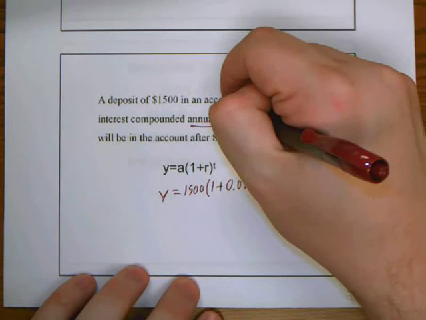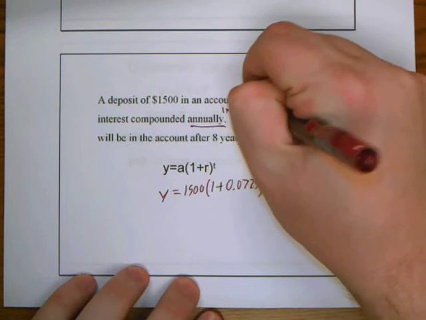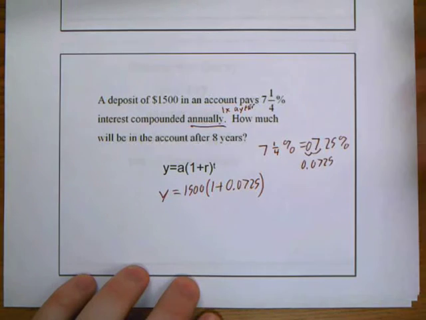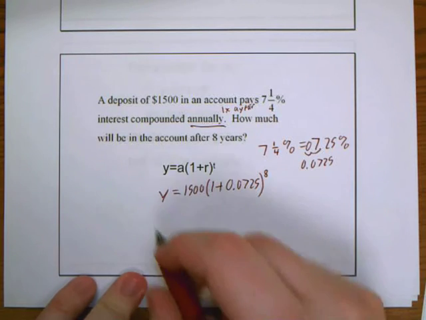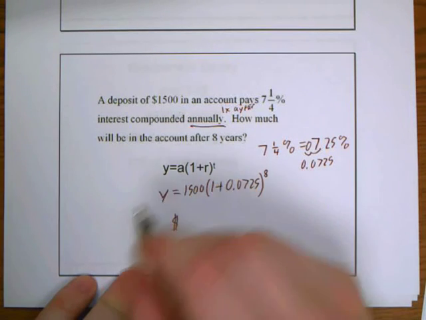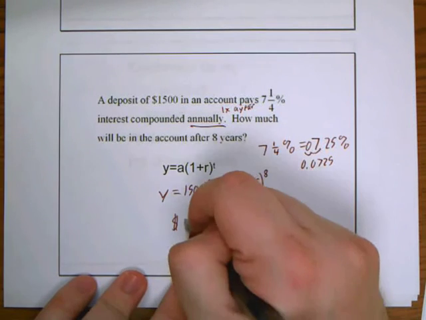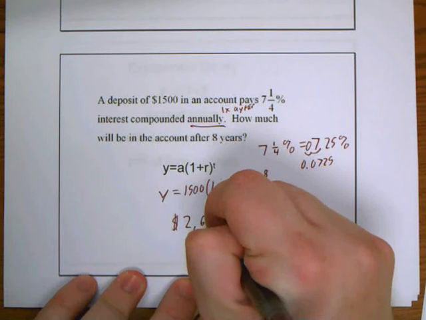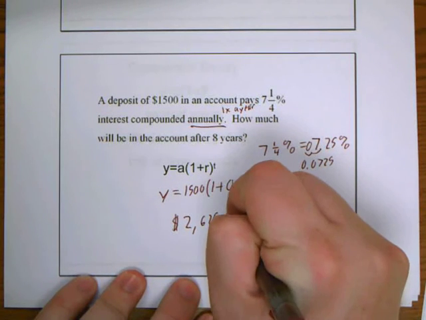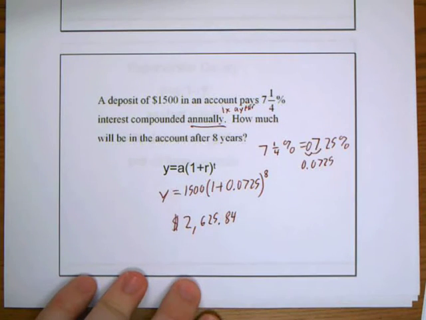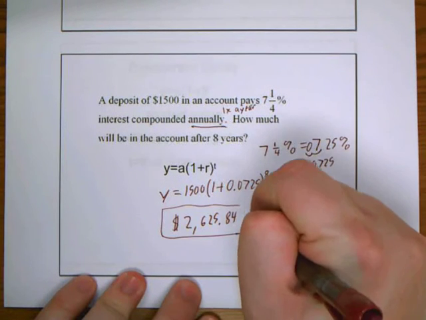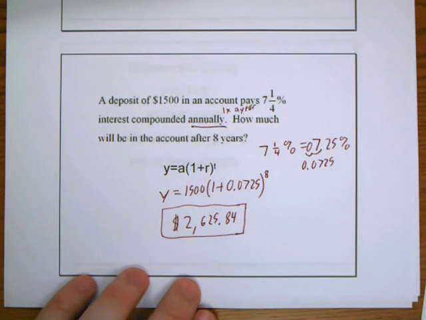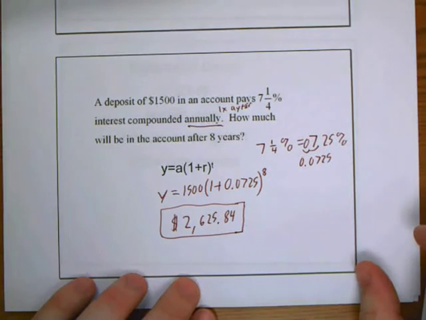And this is compounded annually. Annually, if you remember, means once a year. All right, and it's 1 time a year for 8 years. So our t is going to be 8. Once we plug that in, we're going to find, and remember our answer is in money, it's going to be $2,625.84. The reason we round to 2 decimal places in this case, we're talking about money. Money always goes to 2 decimal places.